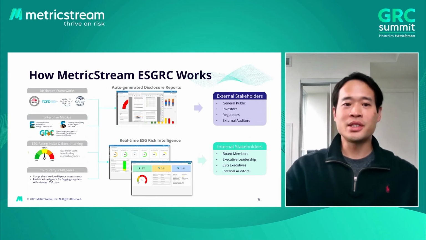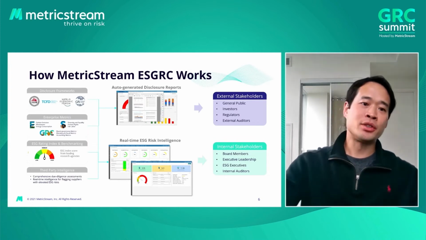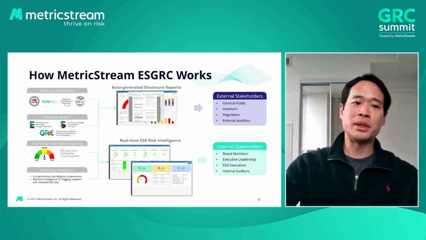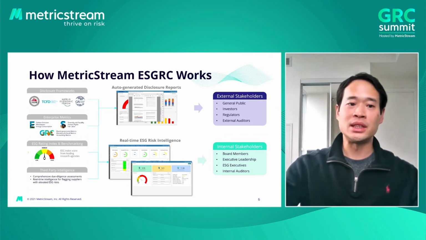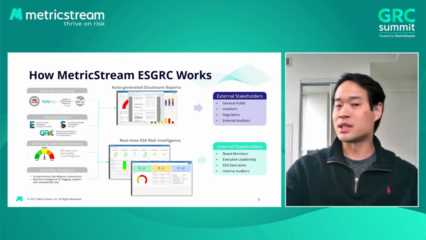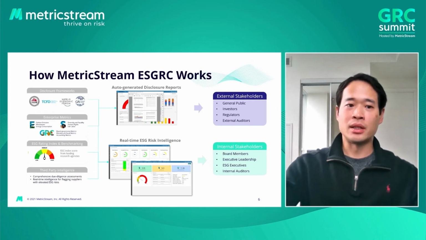Okay, so how does MetricStream ESG GRC work? If you look at the left-hand side leading over to the right-hand side, these are some of the key features. And of course, we have many additional features in the application, but these are the top 4 features that I do want to talk about today. On the left-hand side here, we want to focus on disclosure frameworks. How do you manage SASB, TCFD, GRI, and SFDR as a regulatory requirement? How do we break down those frameworks, get the right interpretation, and get the right data?